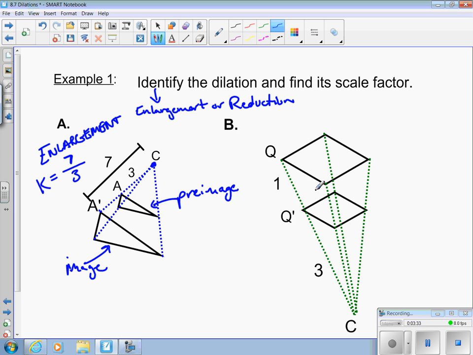This one's a little tricky, and you'll have some that are tricky like this. Here's my pre-image. Here's my image. The image got smaller, so it's a reduction. And some people get this wrong because they'll say from C to Q prime is 3, and then here's 1, and they'll write a 1 here, but it's from C to Q, from center of dilation to Q. That's a length of 4. So the scale factor on this one is 4. So make sure when you're doing these problems in this chapter that you keep straight that sometimes you want to add numbers together or subtract numbers.